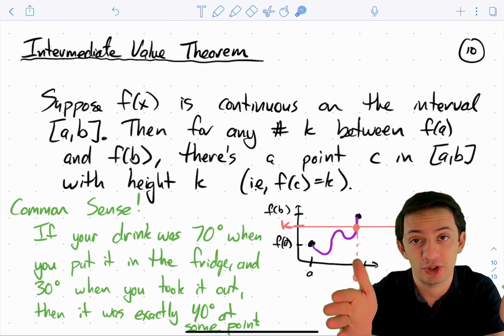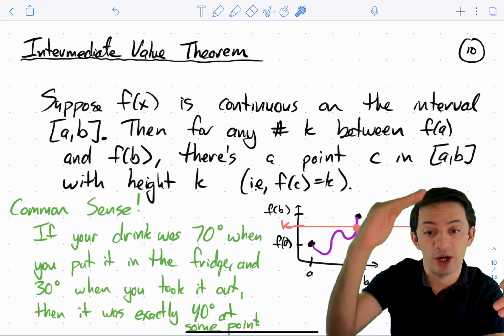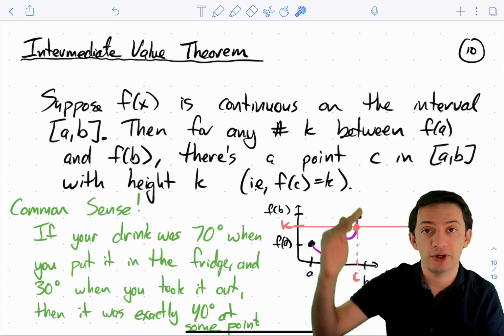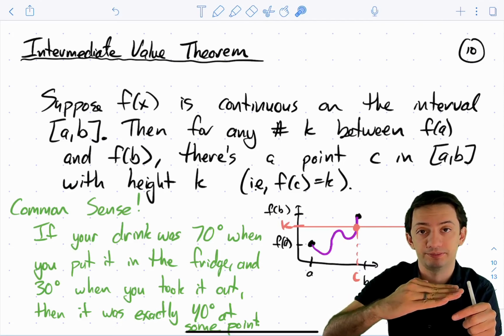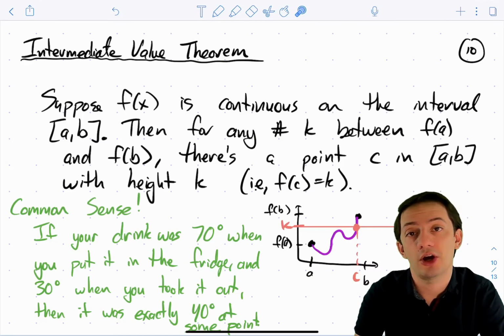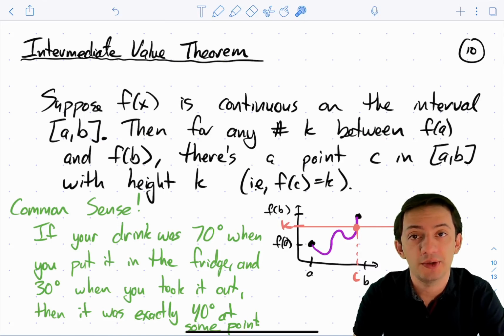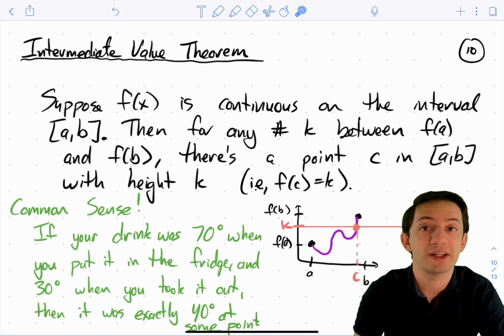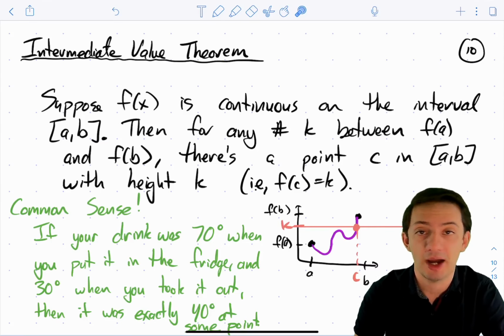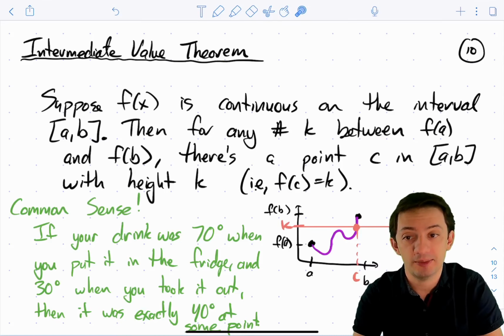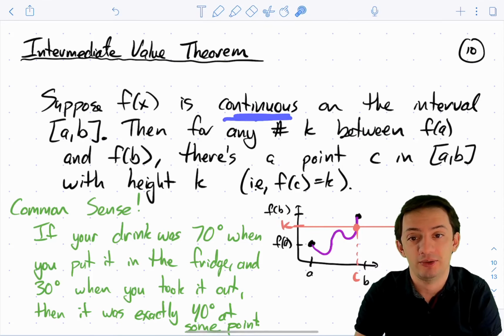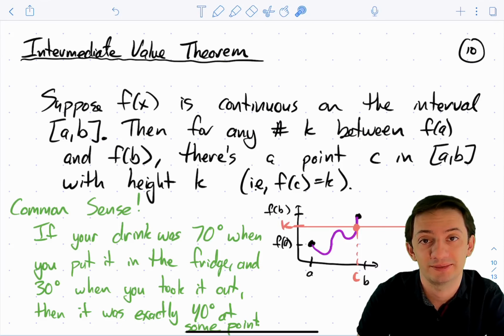That's because temperature is continuous. It's not going to jump up or down. So if you started at 70, ended at 30, then at some point it must have been 40 degrees. If you start and your car is at 0 miles per hour, and then you accelerate to 50 miles an hour, at some point you were going exactly 27.3 miles per hour. So that's just common sense. But in order for that to be true, your function has to be continuous. So that's how this comes into play here.